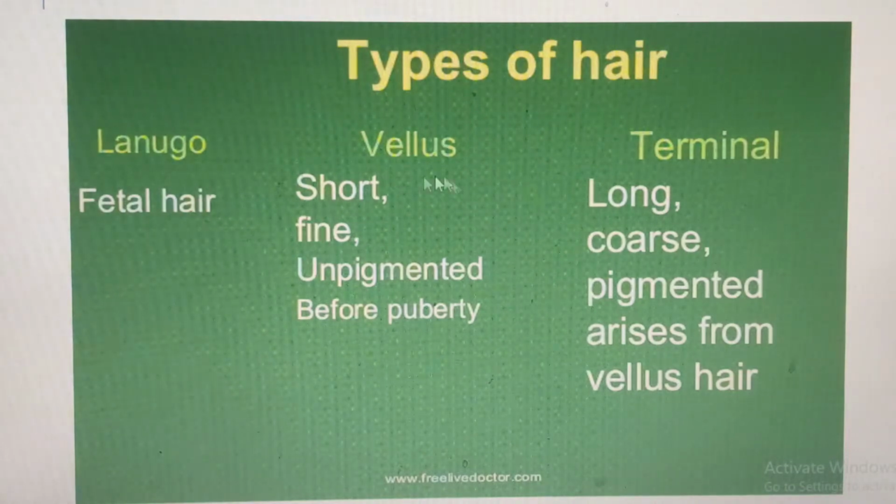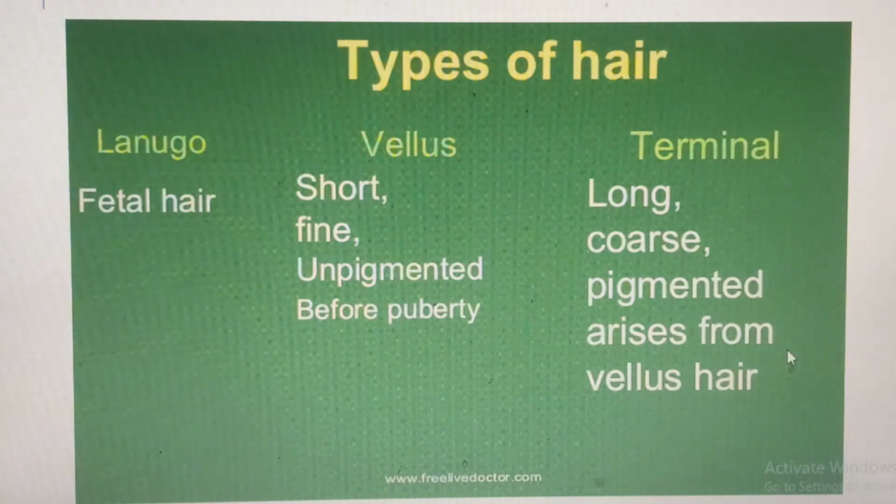We call it vellus. And then we have what we call terminal hair. It's that hair that you are going to die with, so that's why we call it terminal hair. Terminal hair tends to be long, coarse, pigmented. They will actually be coming from these vellus hairs. So please get to know the three kinds of hair that we have in the human body.